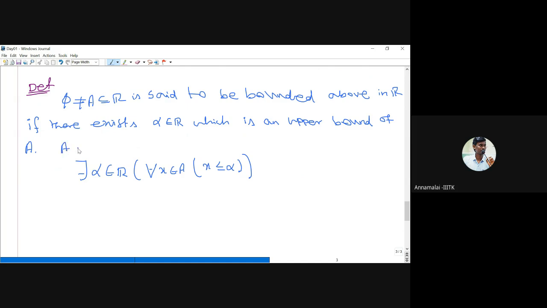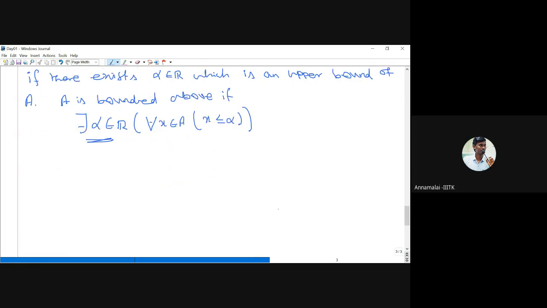So A is bounded above if there is an element alpha in R such that if you take any element x in A, x should be less than or equal to alpha. So this is the quantifier definition of bounded above. Similarly, we define bounded below.